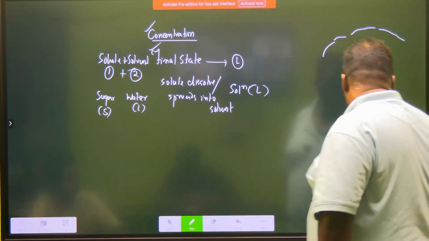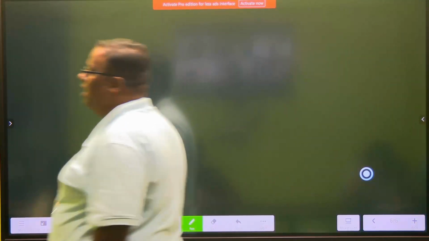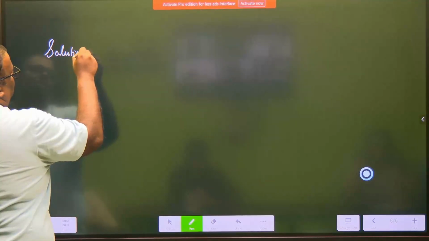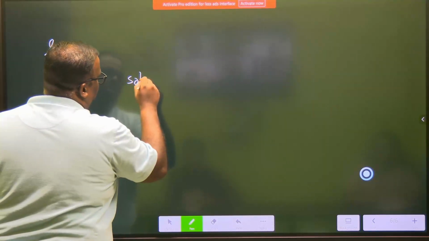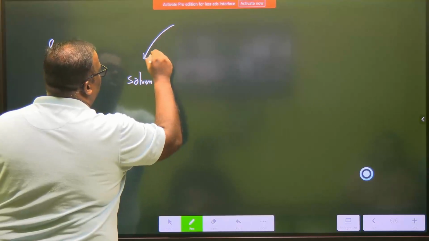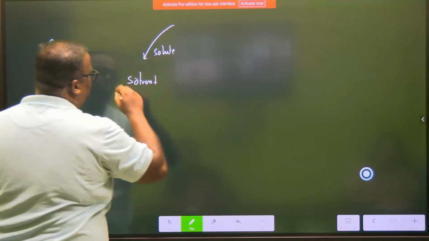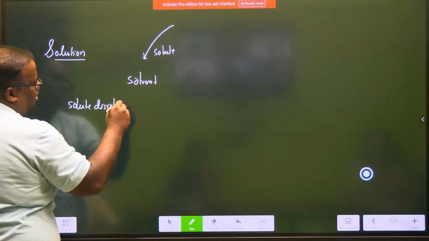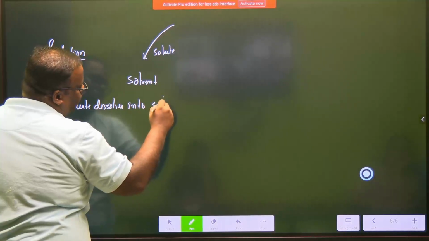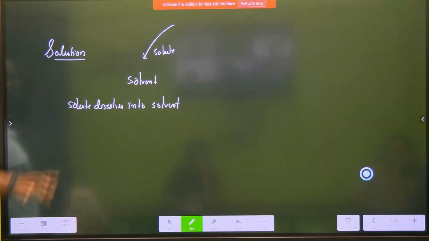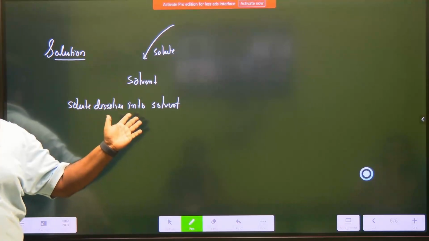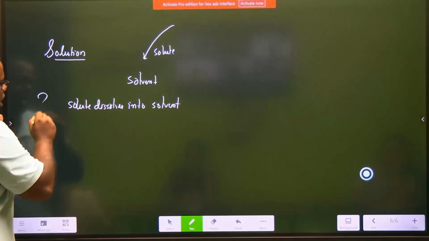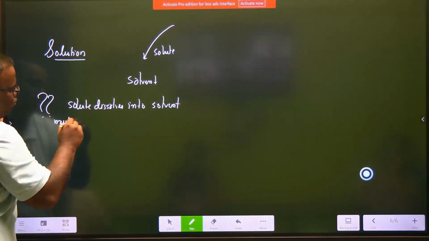Let's see a little more about solution from the previous chapter, and I think you should know about it. Okay, solution. So in a solution, I will have a solvent, and in that solvent you will be adding what? Solute. And in this process we say solute dissolves into solvent. Sir, who gave you the right to say that the solute dissolved into the solvent? Because I'm studying solution, the solute has to dissolve. I'm giving you one composition, right? Now question is, how much of solute will dissolve?